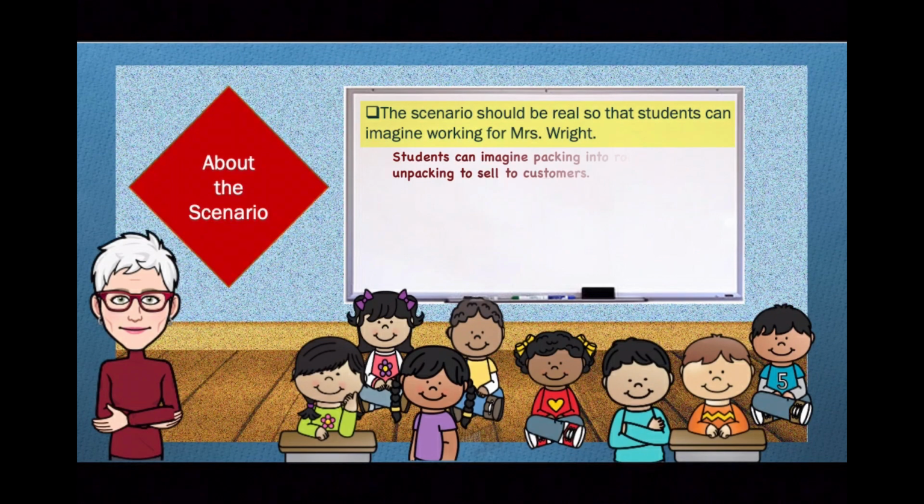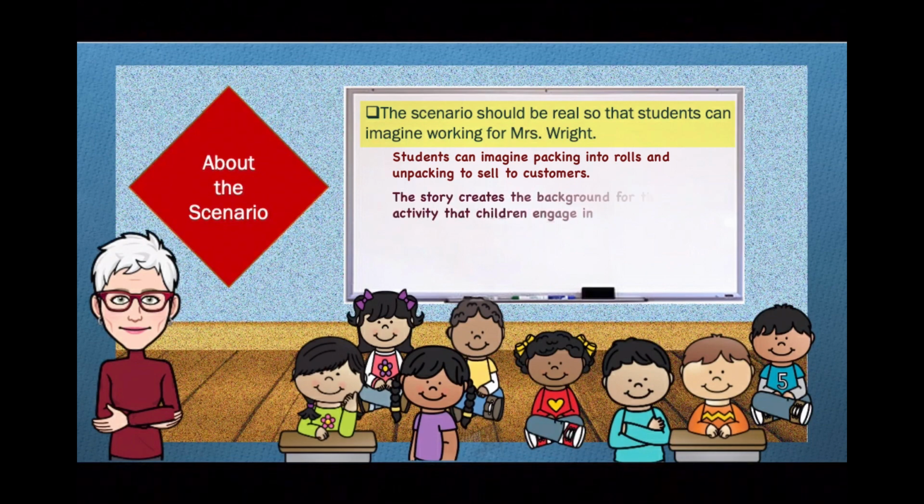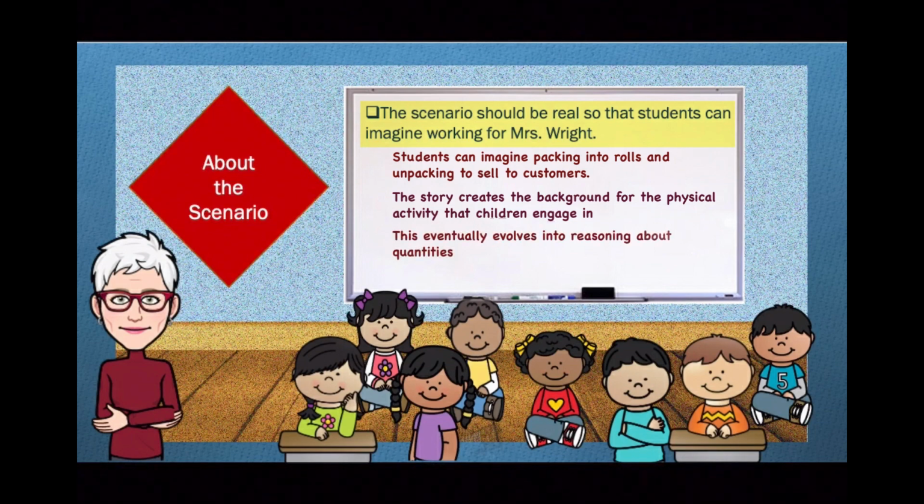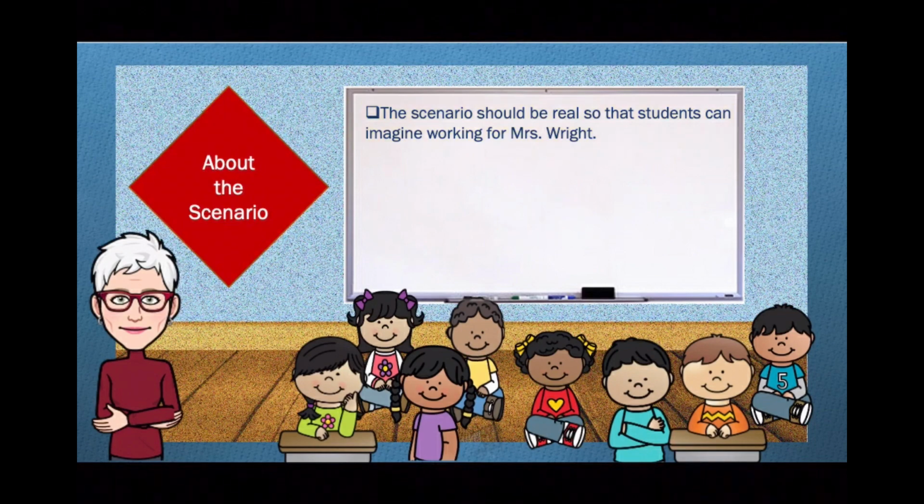Students can imagine working for Mrs. Wright. They can easily imagine how they would go about packing up the candies into rolls in her shop when more are made, or unpacking as needed to sell to a customer. In this way, the story creates the background for the physical activity the children engage in, which eventually evolves into reasoning about quantities. And as a result, we will not need to give procedures for the children to follow.